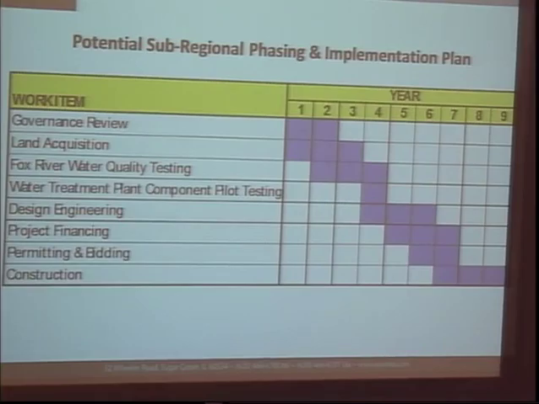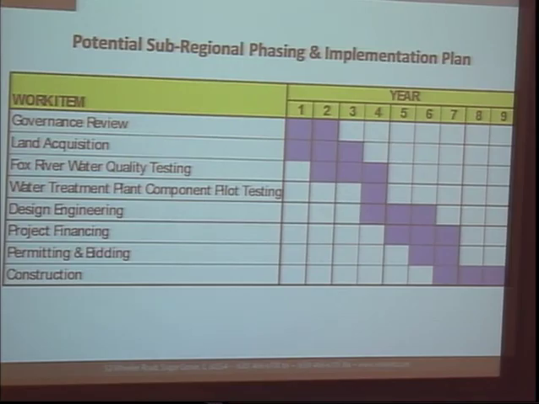As mentioned, probably about a 9-year process. These are the general work items that we think make sense if you do want to move forward, or at least start to consider moving forward with the sub-regional. Because it's a 9-year process, there's certainly time within that process to reevaluate.